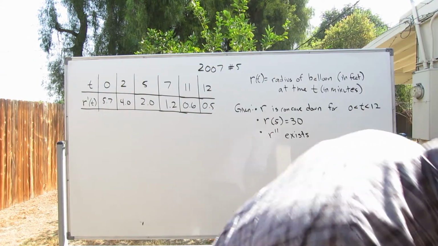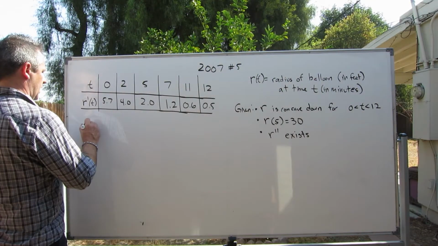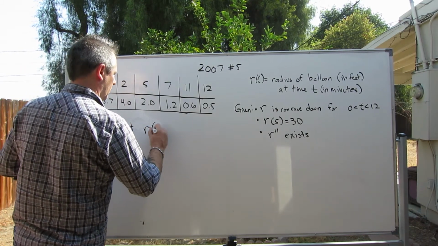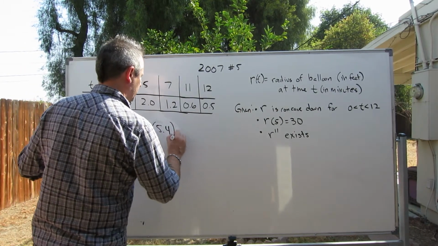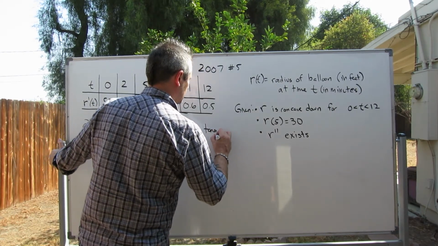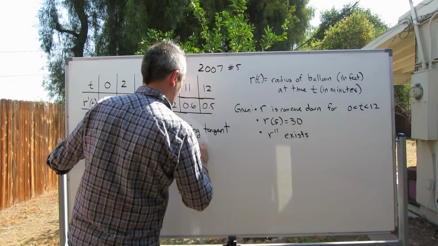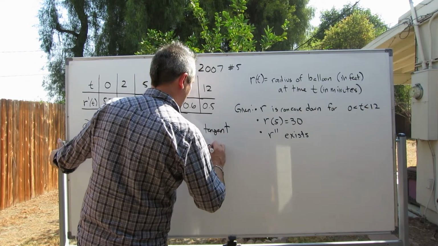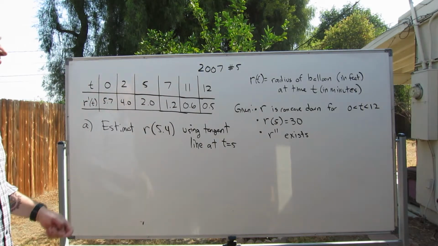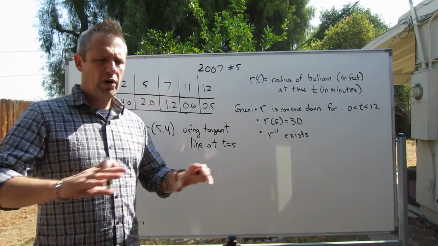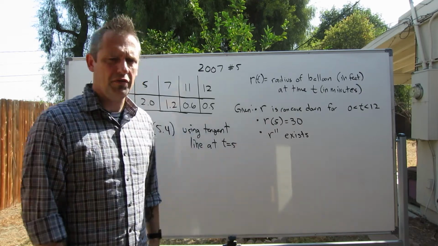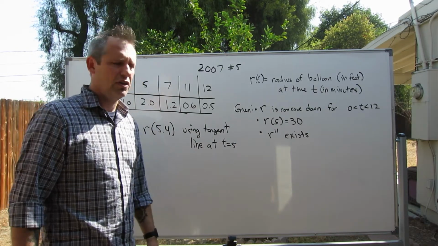Okay, so part A, estimate r of 5.4 using the tangent line at t equals 5. So no big deal. The equation of a tangent line, this is straight up Calc AB, right from the beginning stuff. What's the whole point of the derivative is to help us get the equation of the tangent line.